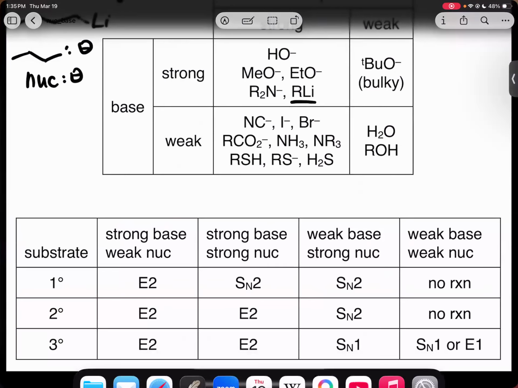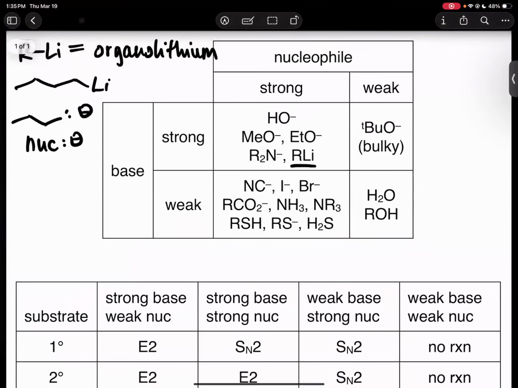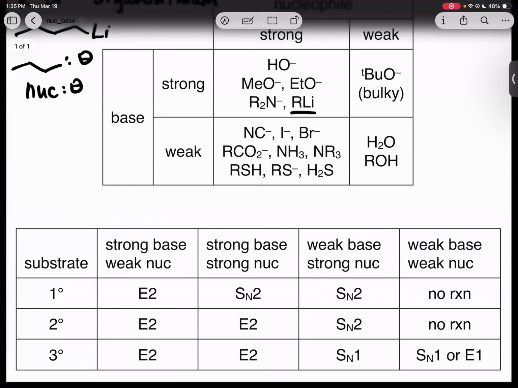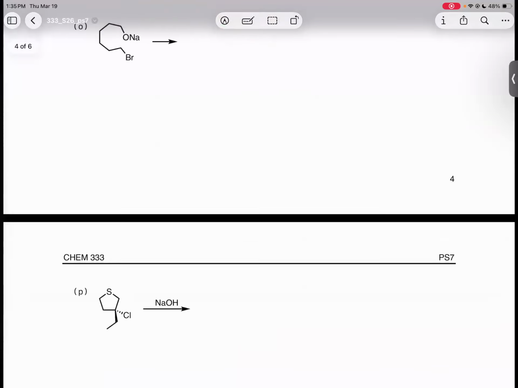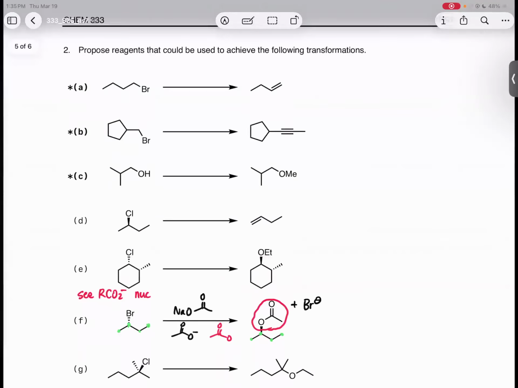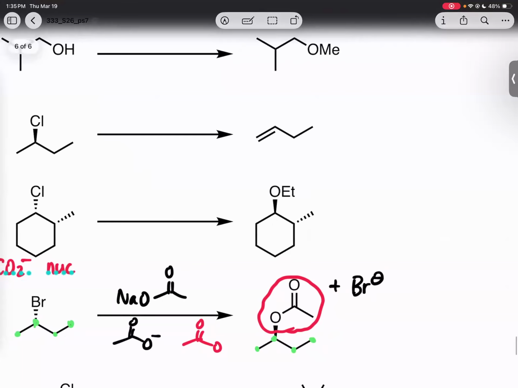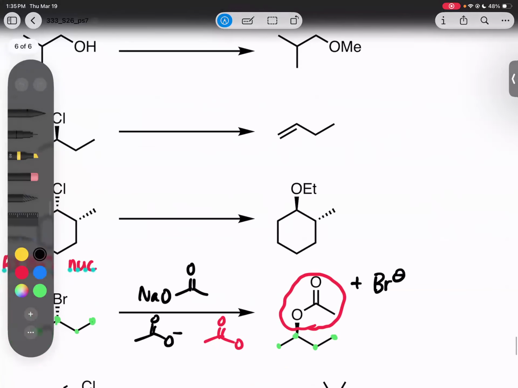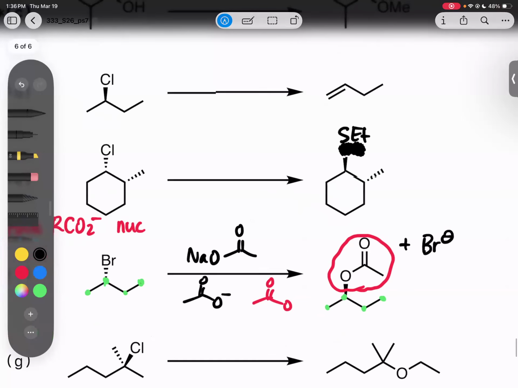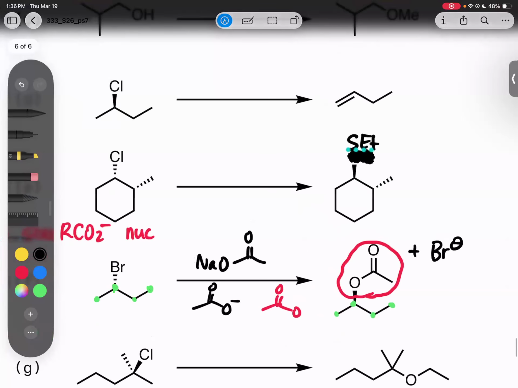Weak base, strong nucleophile, right? Weak base, strong nucleophile. Uh-oh, I think I have to edit this again. Dang it. Okay, I know what I'll turn this into. Okay, it will work with this. Okay.